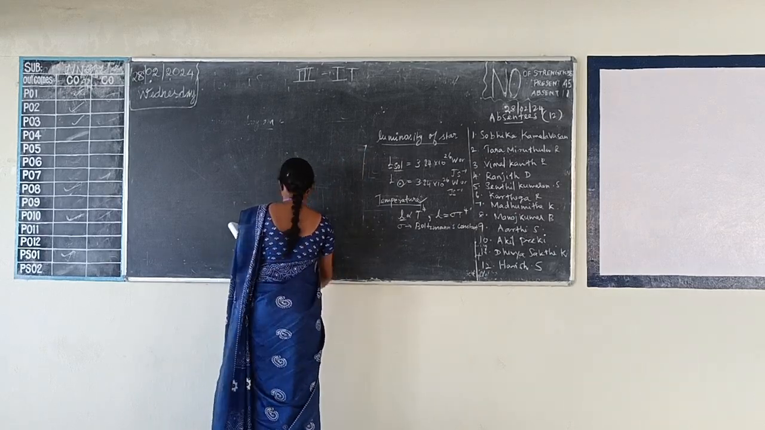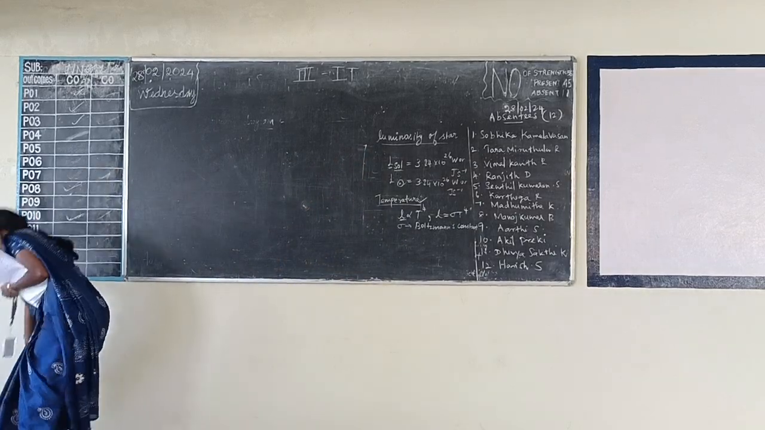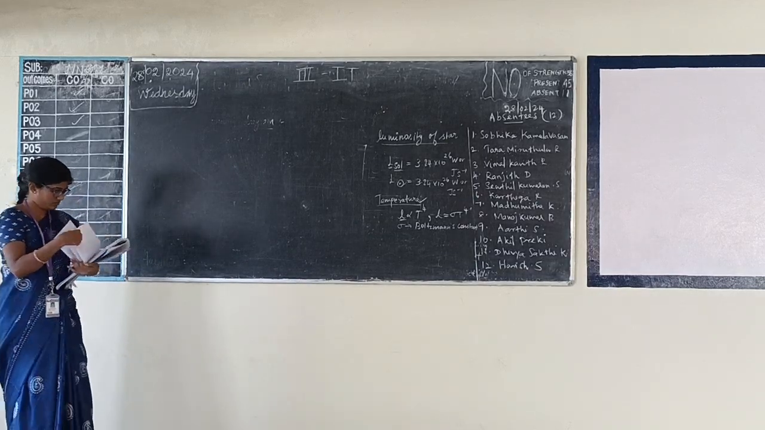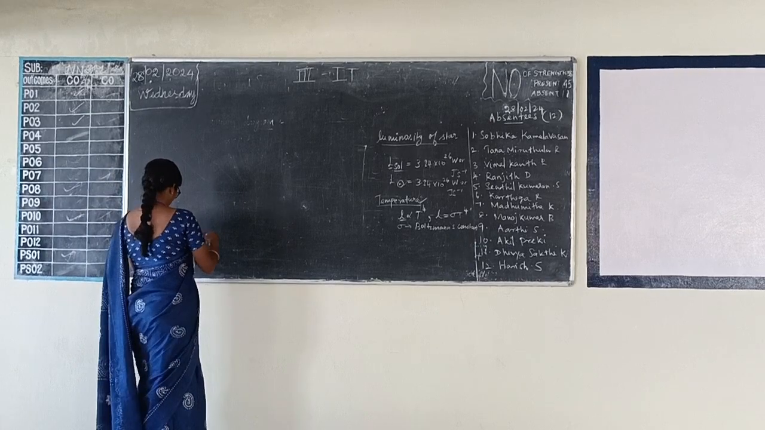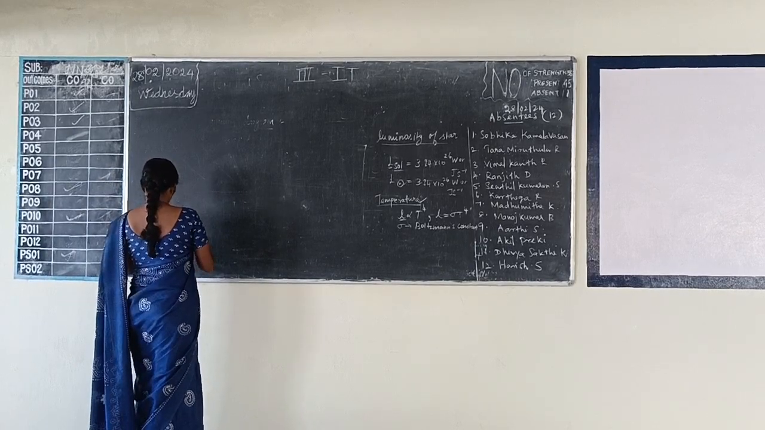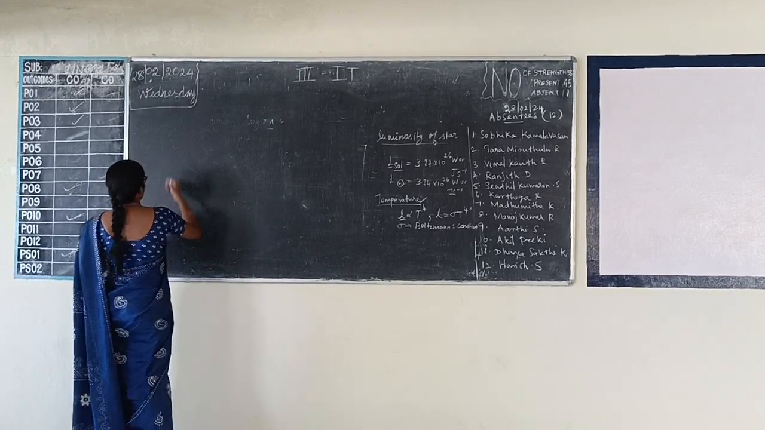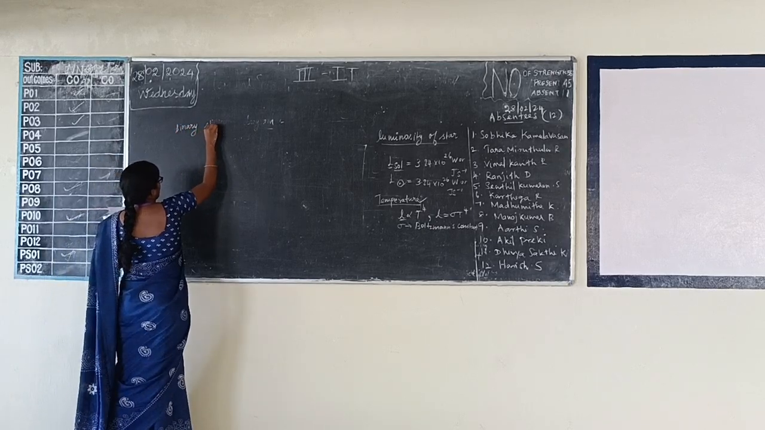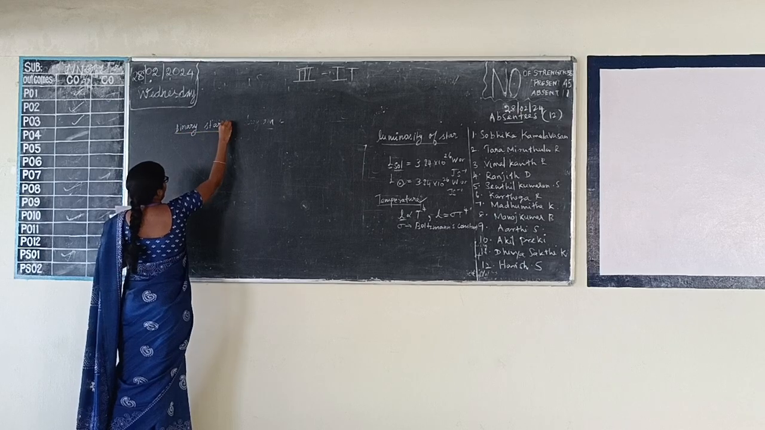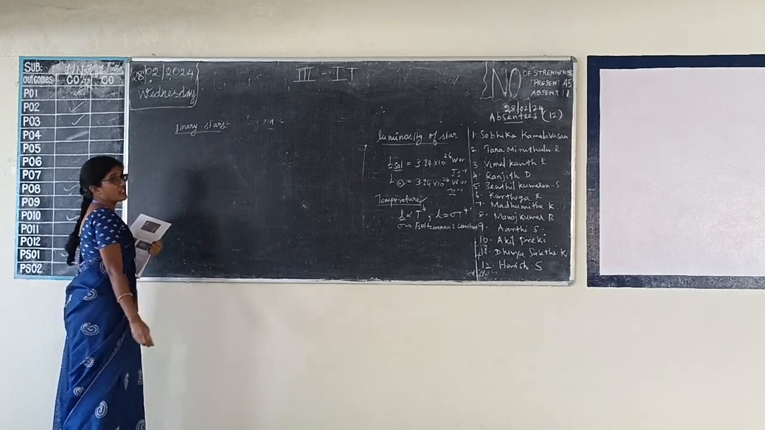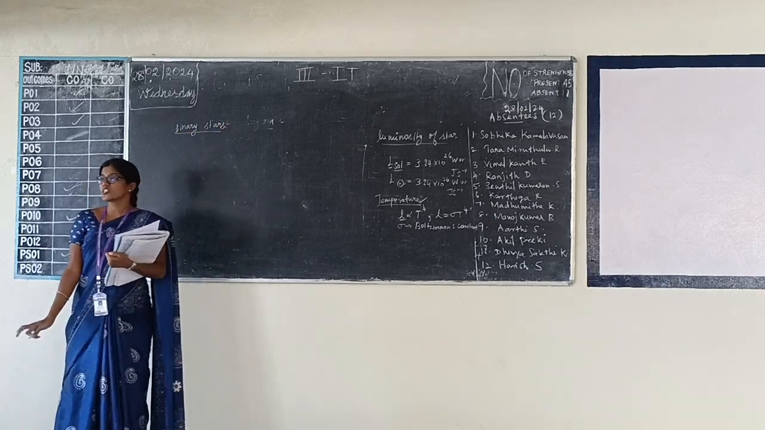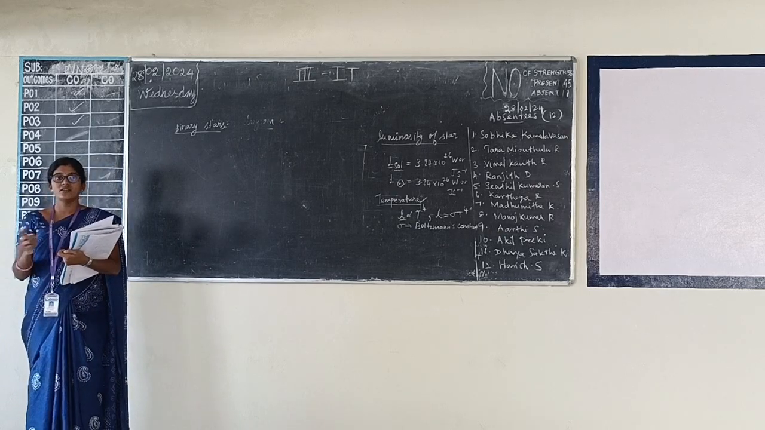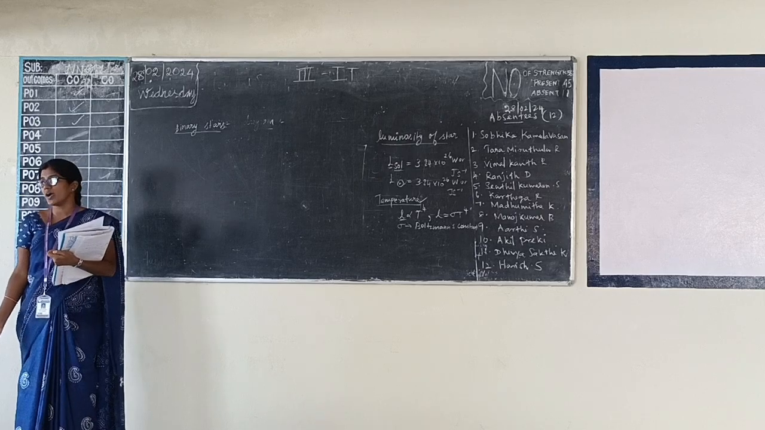Now page 7. The next topic is binary star. The name itself has the meaning. So what is binary? Two. So two stars are combined together by the gravitational force and they have a common central axis. So that is what we know as binary stars.